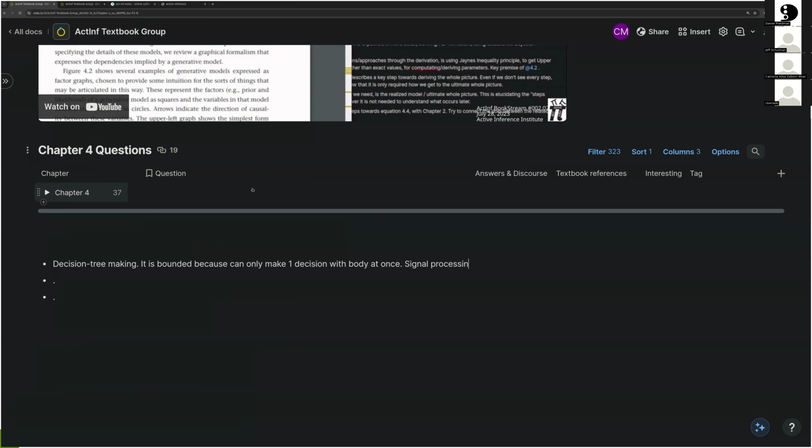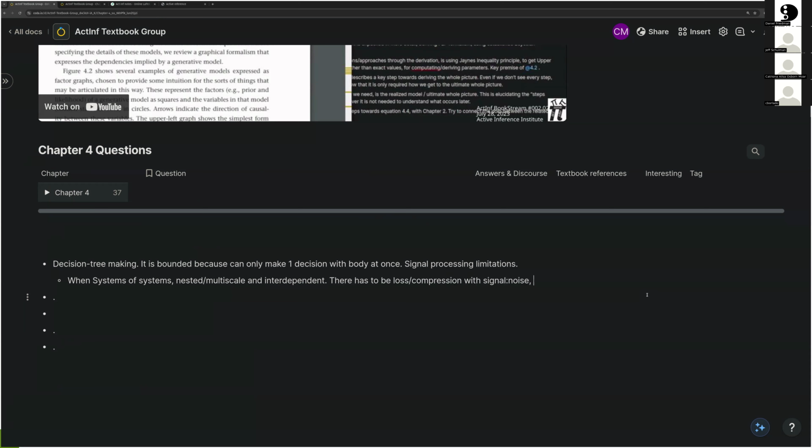And when you have systems of systems that are scale free, right, and nested agents who are interdependent, there's loss and compression there in order to isolate the signal from the noise, and also have a pruning function for that decision tree.